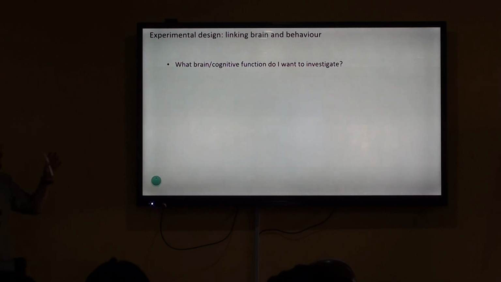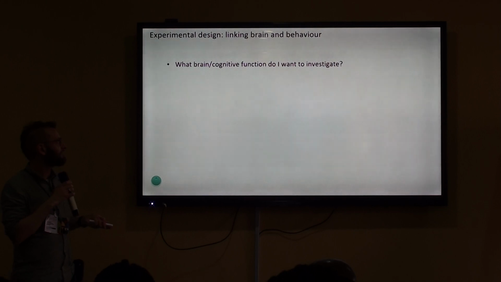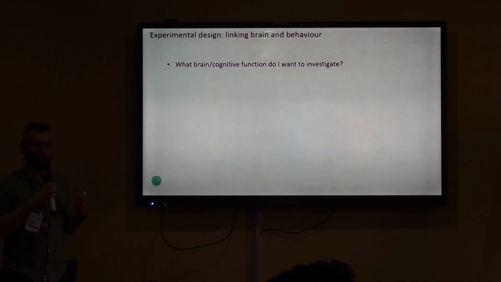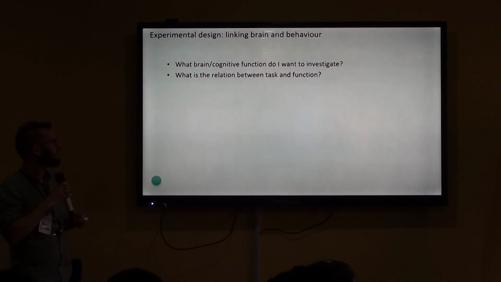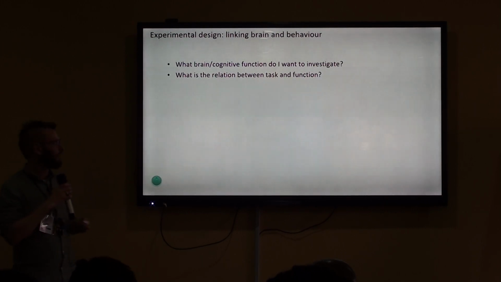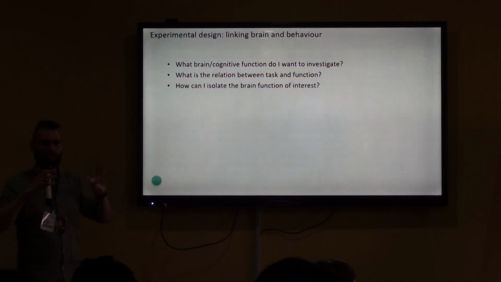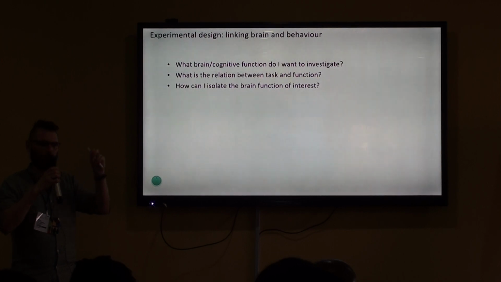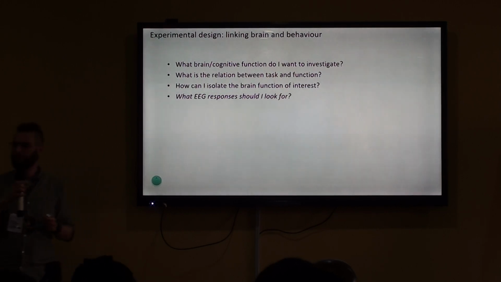So, just a summary of thinking about how we link the brain and the behavior and cognition. Think about what brain and cognitive function we want to investigate when we start to define our experiment. Think about the relation between the task and the function and the measurements that we get. Then we should think about how we can isolate this function, given all the experimental variables that we can tune in our experiment. What would be a good way to isolate this process? And then, of course, think about what EEG response we should look for.